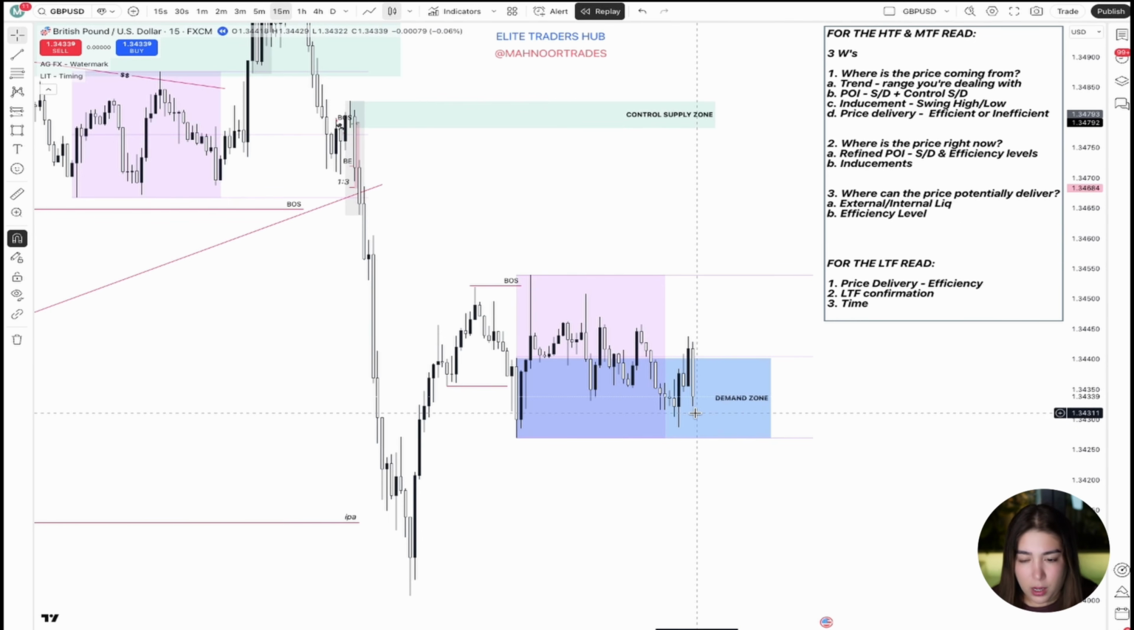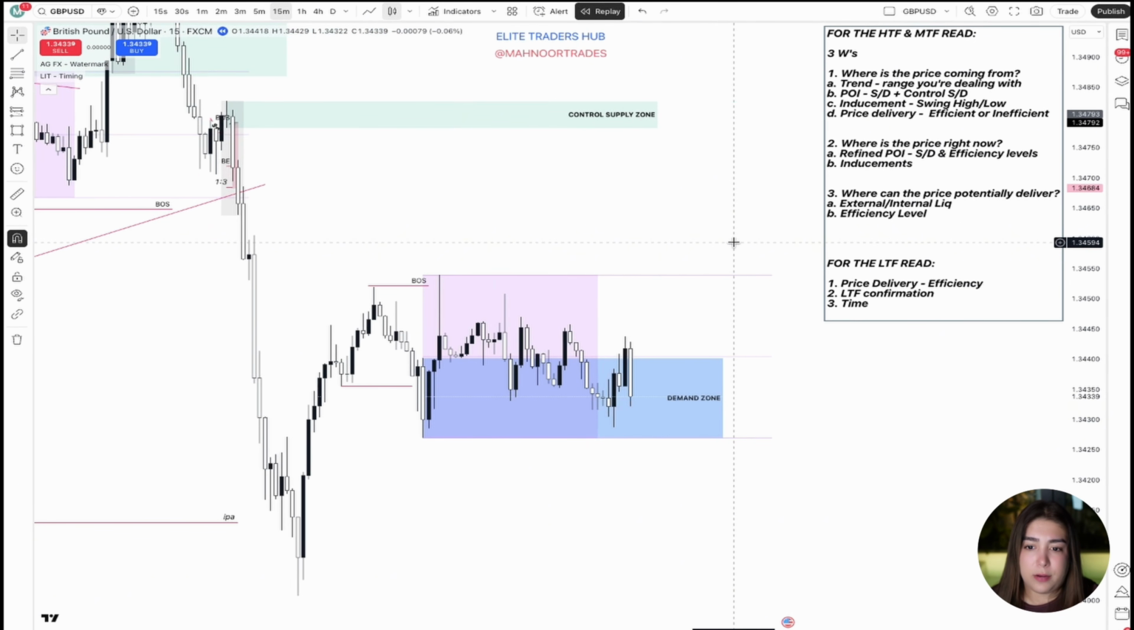Now, where is the price right now? Right now, the price is within the demand zone. Again, like I said, if I'm bullish, I don't want this low to be broken because price is already delivering really good.